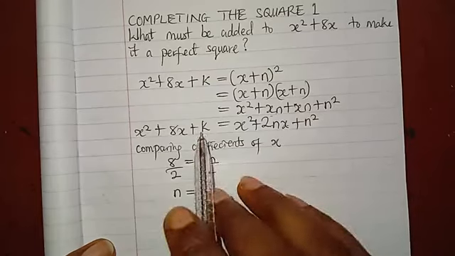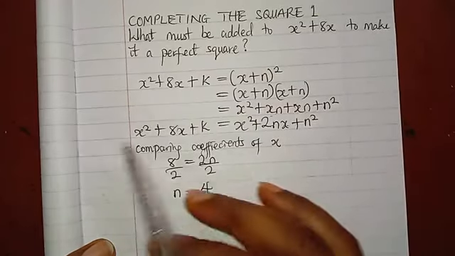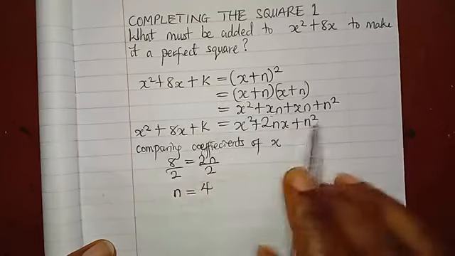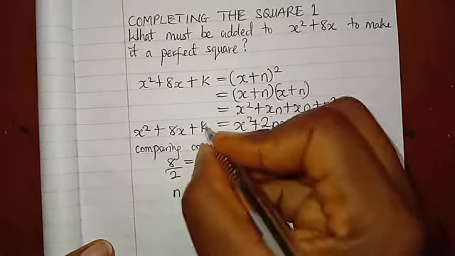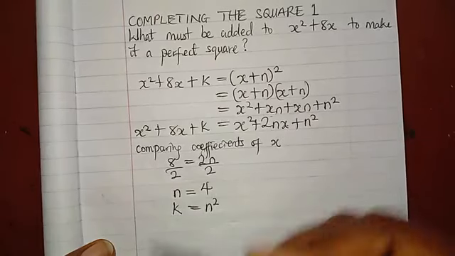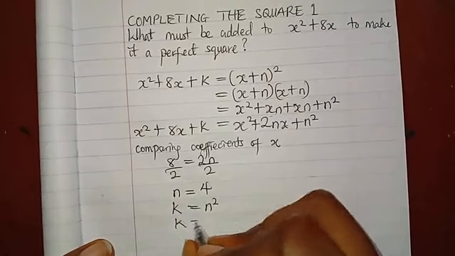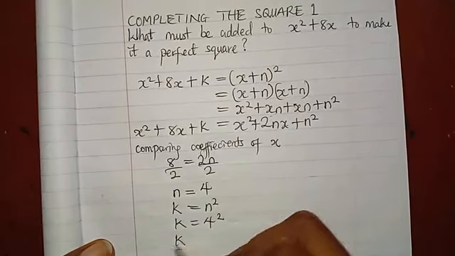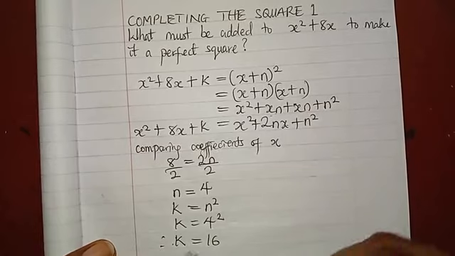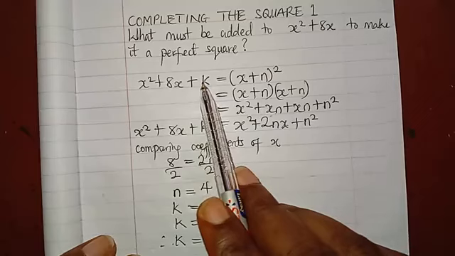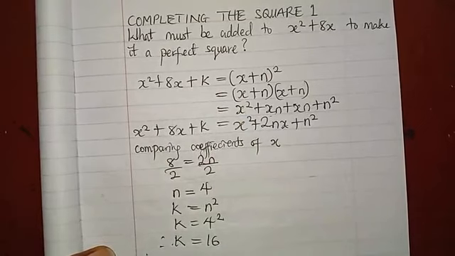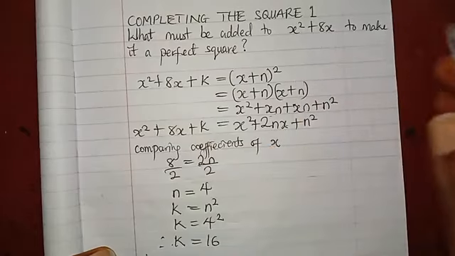Now we are going to compare these constants. Remember, a quadratic equation just looks like x squared, then the x part, and then a constant. So the constant on this side, we called it k, and the constant on this side is n squared. Remember from here that n is 4, therefore the constant is 4 squared. And finally, the constant is equal to 16. Remember, we started by saying that when we add whatever k is to this equation, we are going to get a perfect square. Therefore, 16 must be added to x squared plus 8x to make it a perfect square.